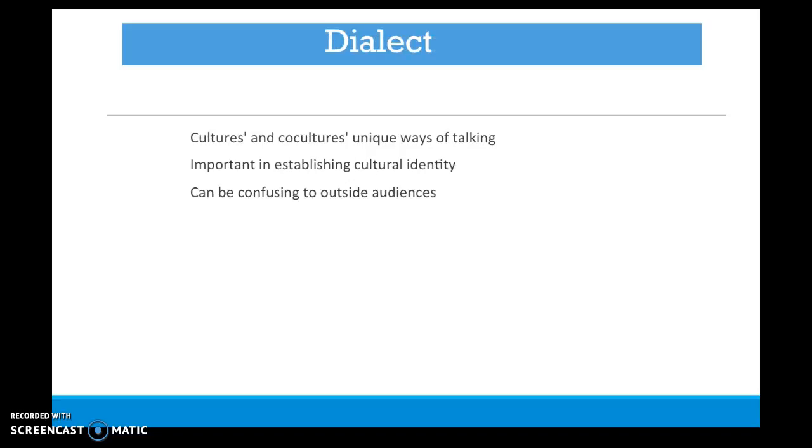Dialect. All cultures and co-cultures have their unique ways of talking, so strive to use correct vocabulary, grammar, and pronunciation. Dialects can be regional or ethnic. If your dialect is significantly different from the group you're presenting to, it can be distracting. So try to use a more standard or widely understood vocabulary, grammar, and pronunciation to achieve understanding.